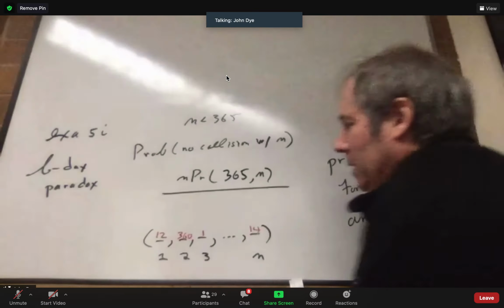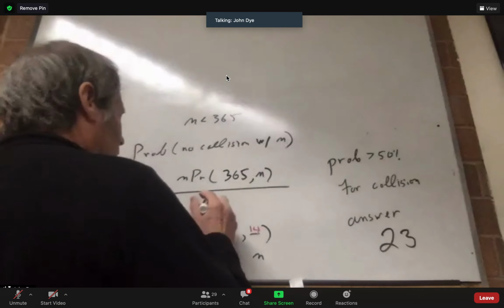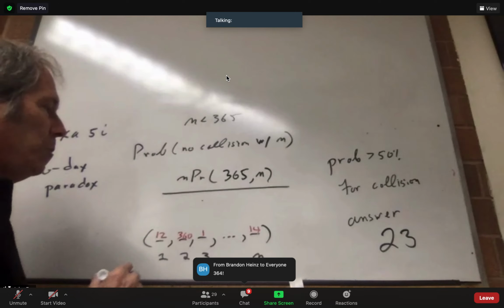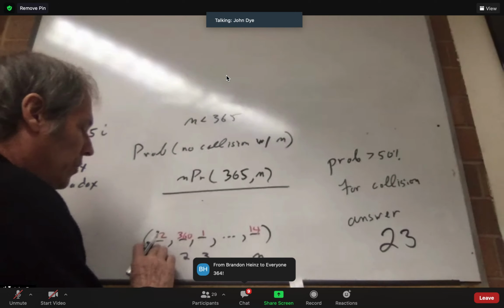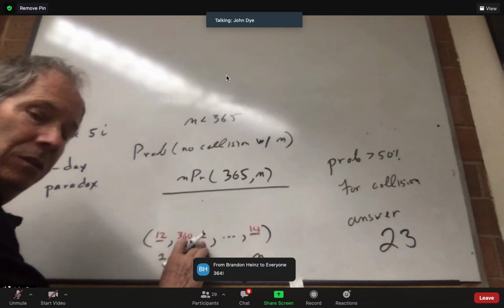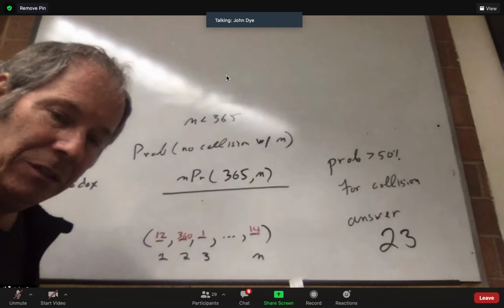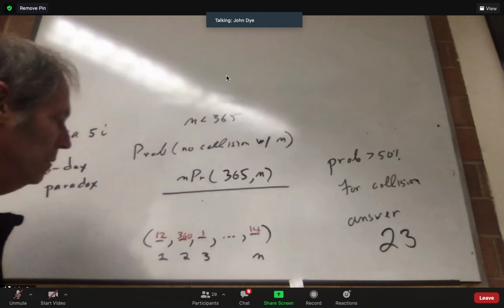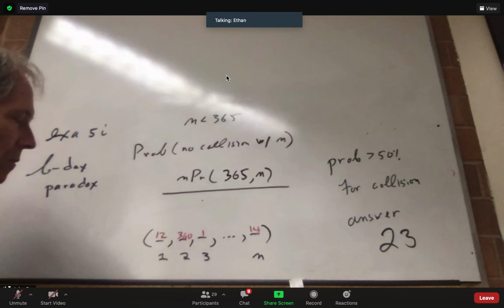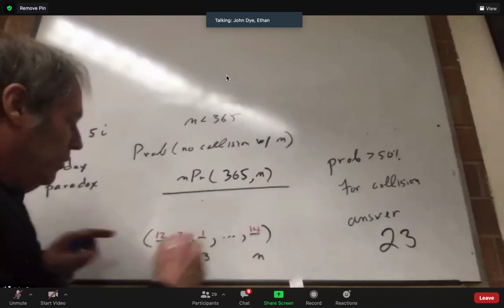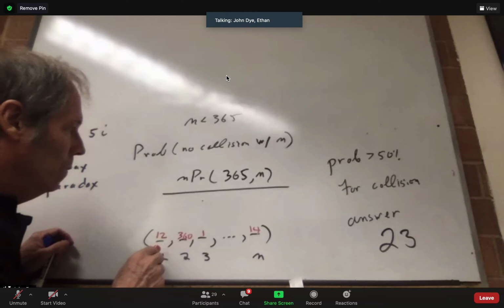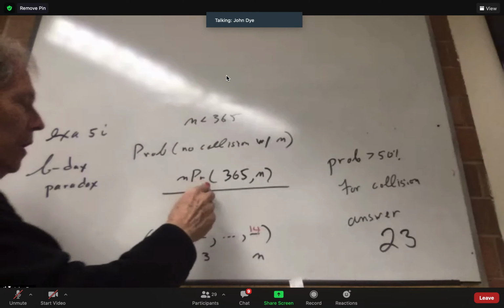So what do I have to put in the denominator? Well, there's 365 choices for this, 365 for this, 365 for the next. How many is that? Wait, I forgot what this fraction is representing. This fraction is representing the probability of no collision.